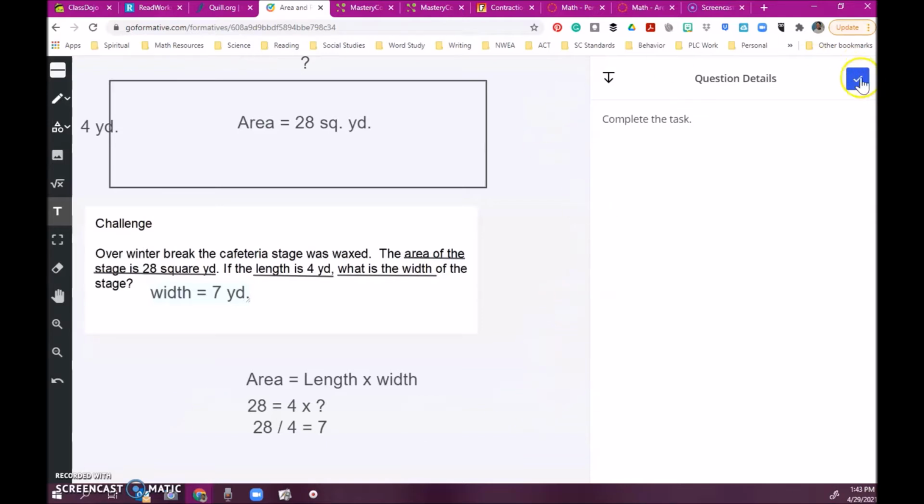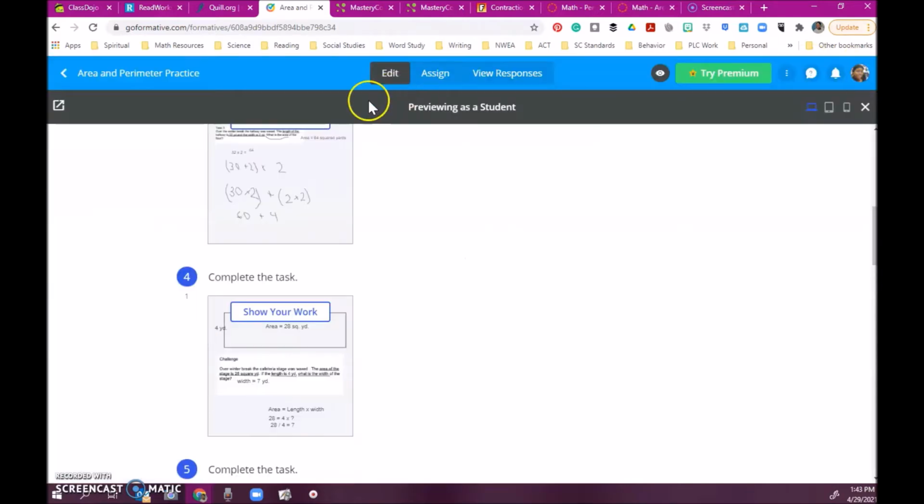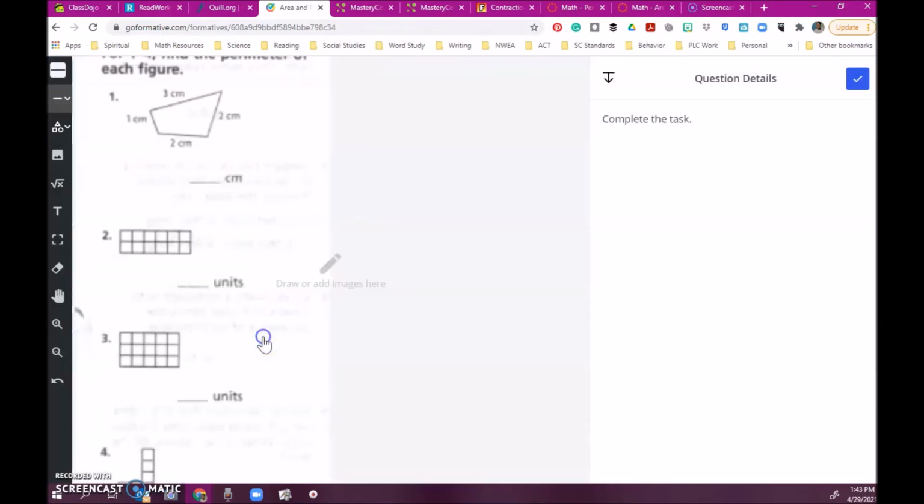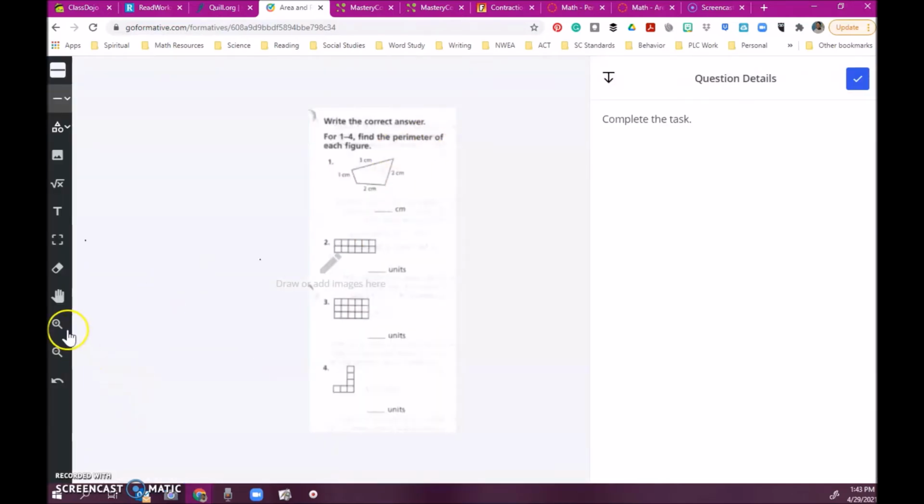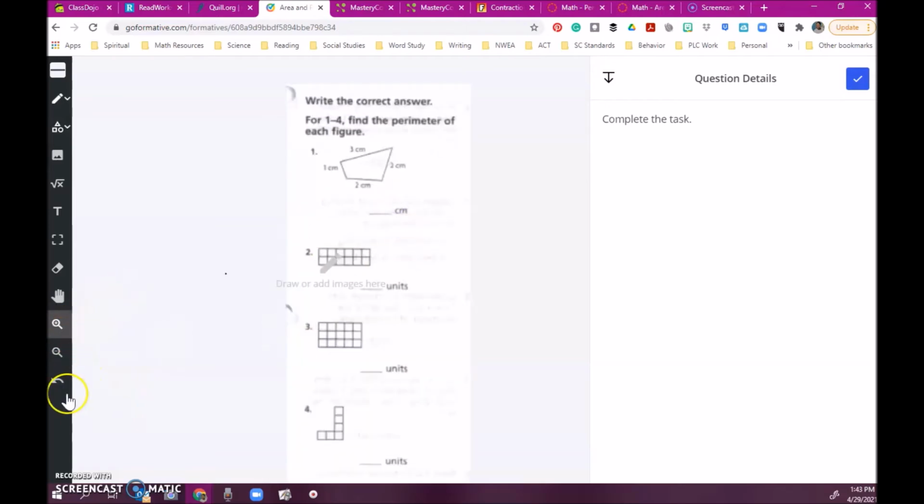And that's how you solve this challenge. Awesome work. Now let's move on to task 5. Task 5 has several problems in this one. If it appears small to you, click on your magnifying glass and make it bigger so you can work with it. And pay attention to the directions, because this is where I saw some students mess up.